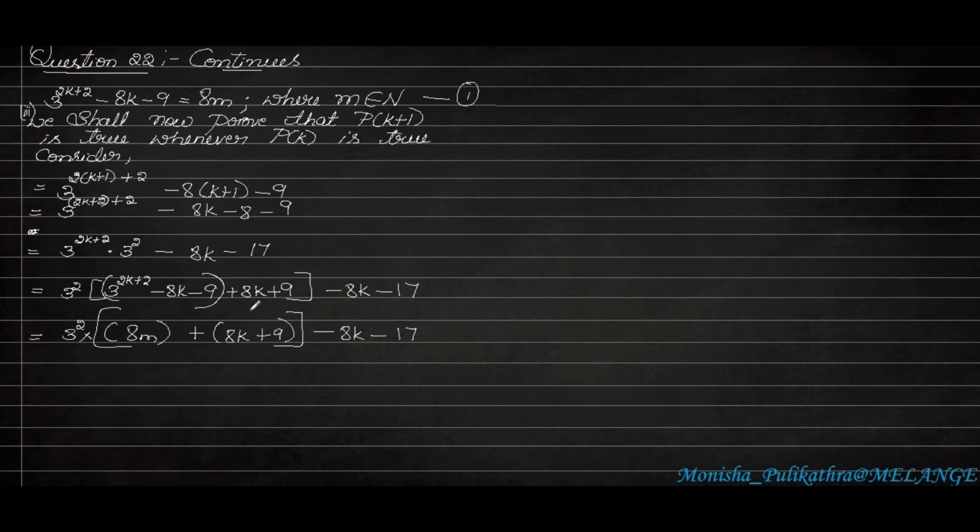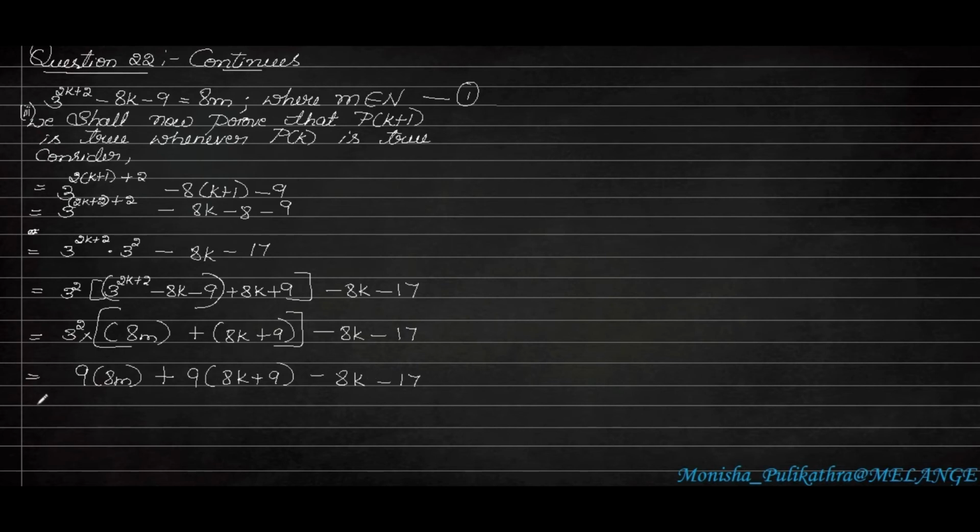But 3 squared multiplies with both the terms. Okay, this is multiplication. So 3 squared multiplies. 3 squared is nothing but 9. So 9 into 8m is 9 into 8m plus 9 into 8k plus 9. Okay, so minus 8k minus 17 as it is.